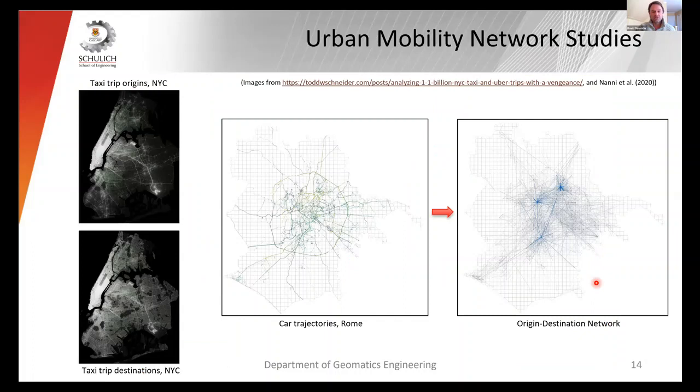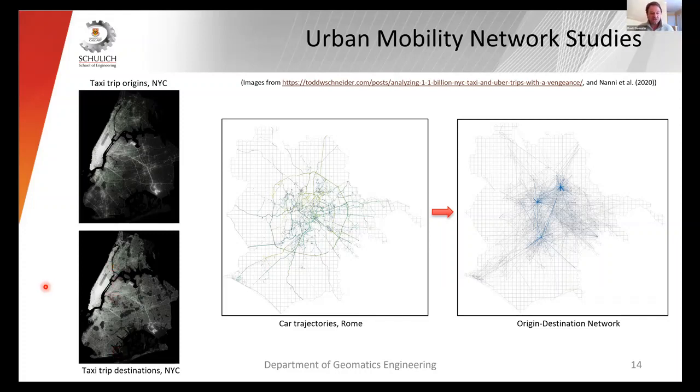And one research direction that we have an interest in right now is further exploring the benefits of using a DGGS to support the study of mobility networks, especially at the urban scale. Now, in recent years, the study of these networks has attracted a lot of attention due to the growing availability of large volumes of fine-grained individual level data, whether it's from social media data, mobile phone records, or car GPS data. For example, here, I think this is 1.1 billion trips in New York City. You can see the distribution of origins and the distribution of destinations.